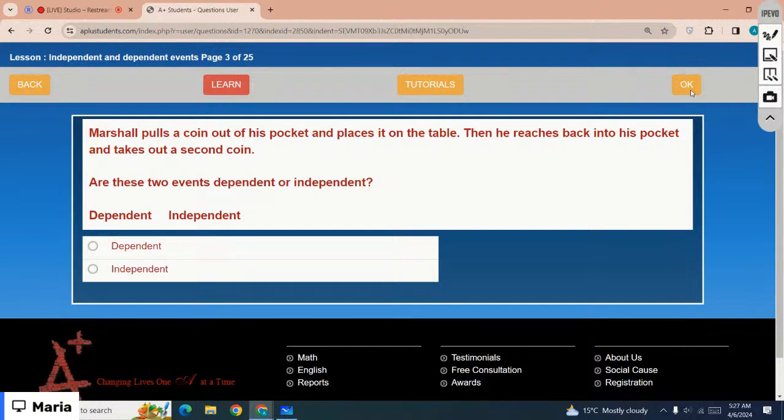Marshall pulls a coin out of his pocket and places it on the table. Then he reaches back into his pocket and takes out another coin. So, are these two events dependent or independent? They are independent events. The correct option is independent.